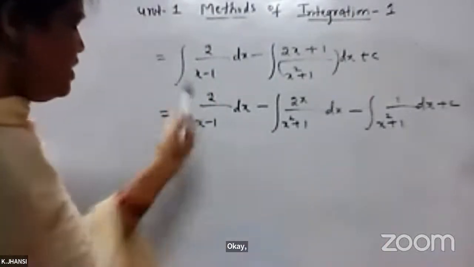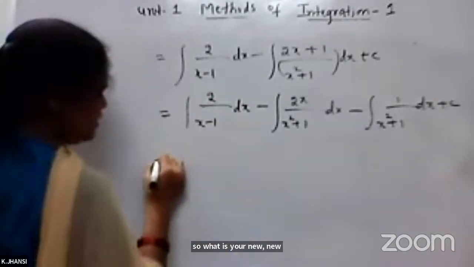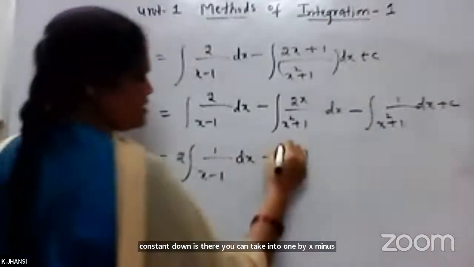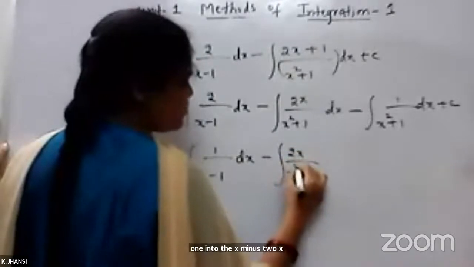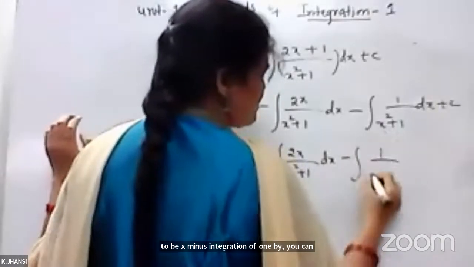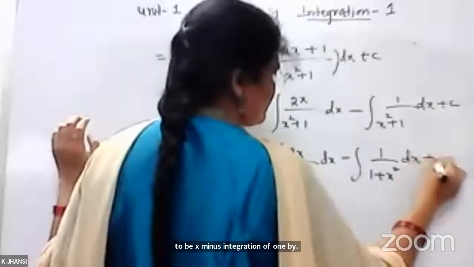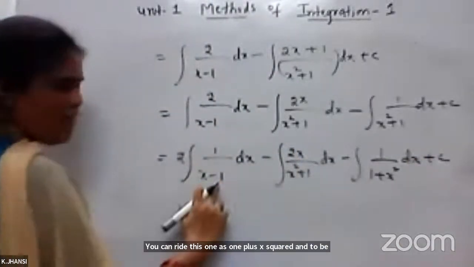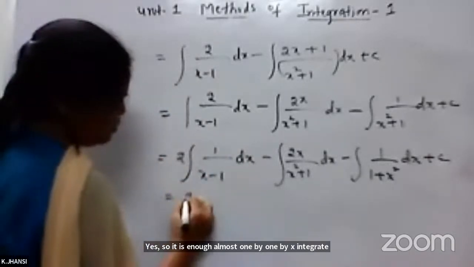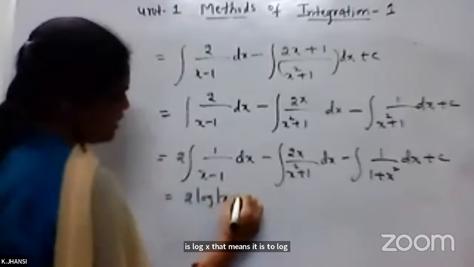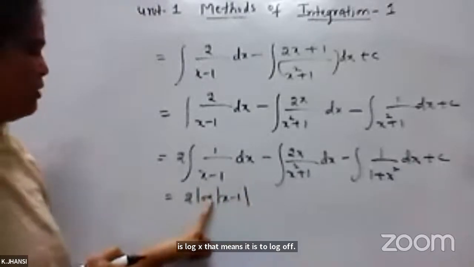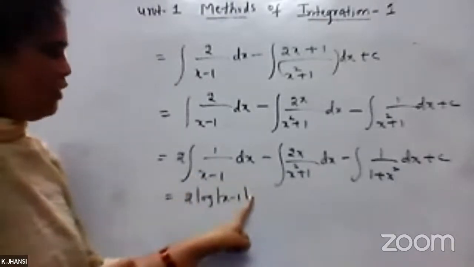So what is here numerator, you have the constant term is there. You can take 2 into 1 by x minus 1 into dx minus 2x by x square plus 1 into dx minus integration of 1 by, you can write this one as 1 plus x square into dx plus c. Okay. So it is in the form of 1 by x. So 1 by x integration is log x. That means it is 2 log of x minus 1. Okay. And again, x differentiation is 1. That's why we are not writing anything. Because in place of x, if we have 2x, then you have to write into 2.